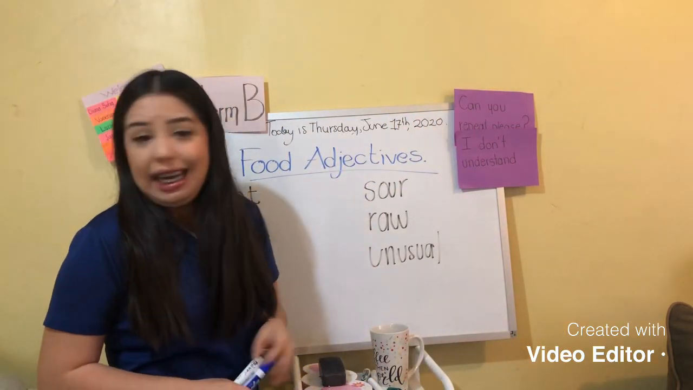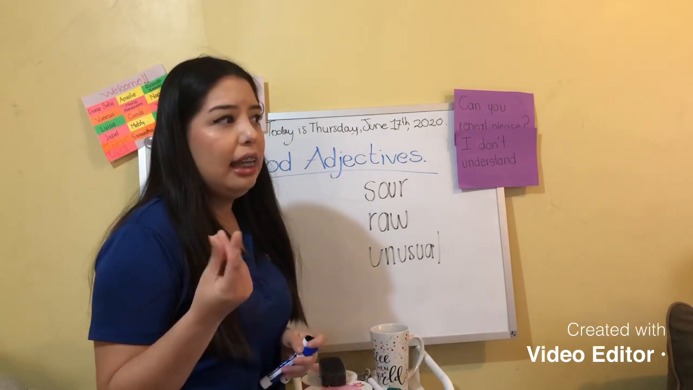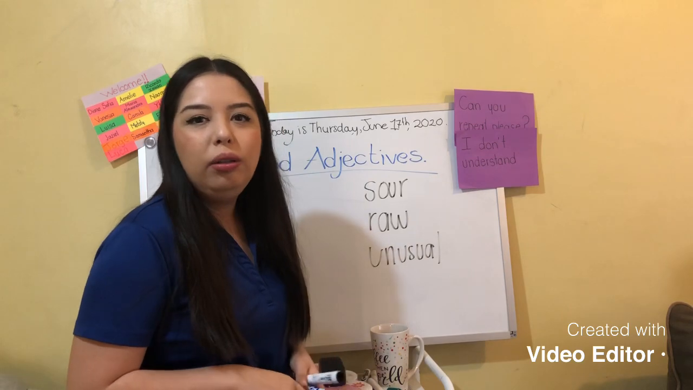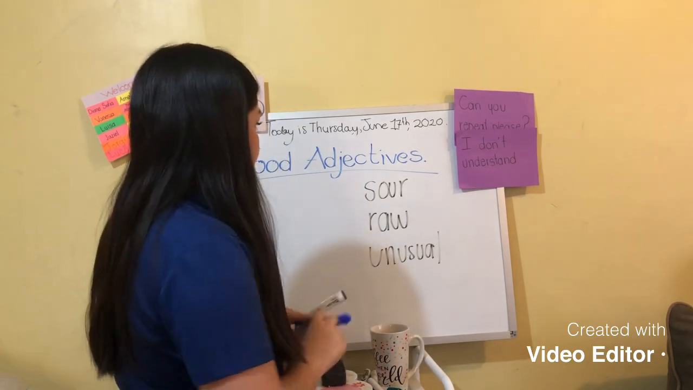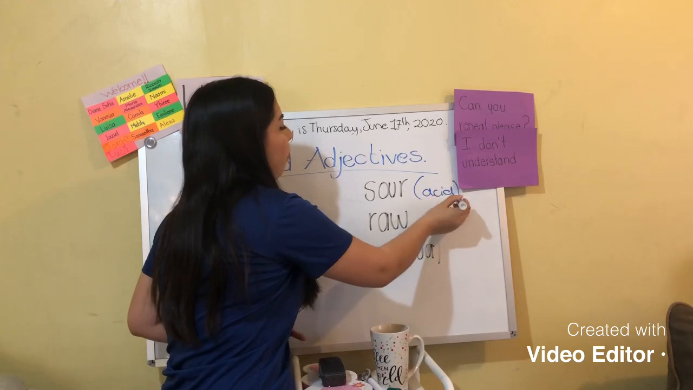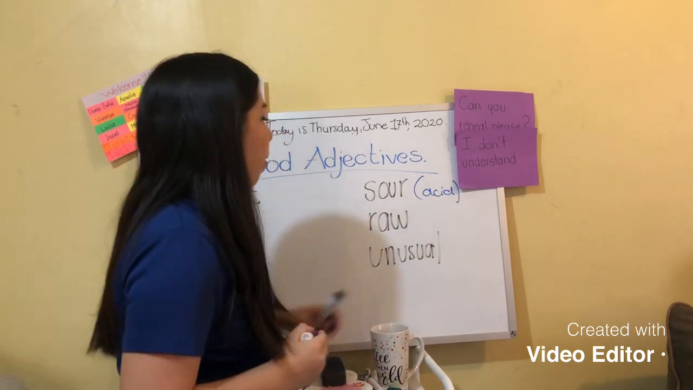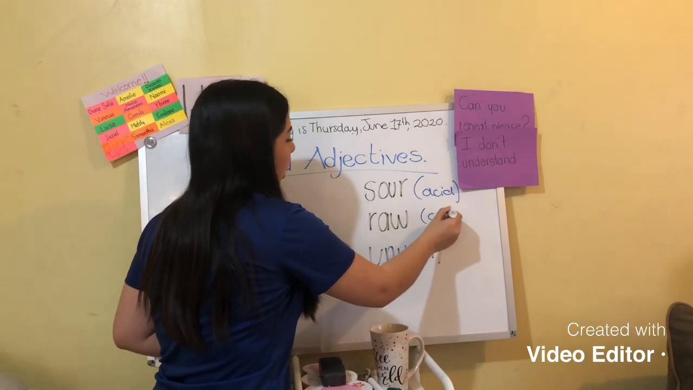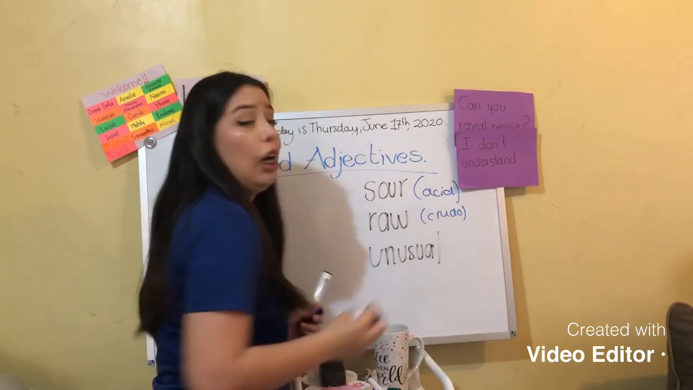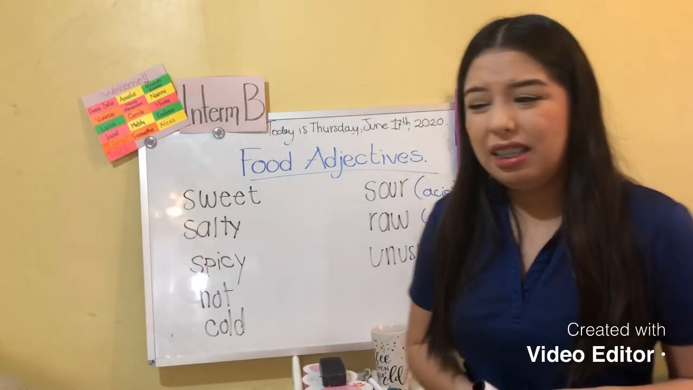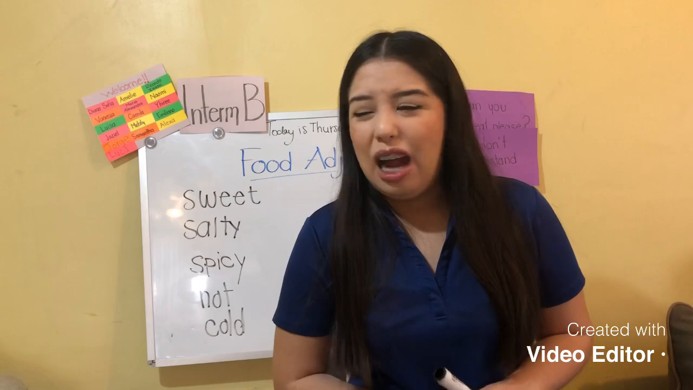Okay, so let's check the other adjectives right here. Sour. This is when the food is like acid, like lemon, all that. It's like acid, like, oh my god. And raw, this one is when the food isn't cooked. When the food is not okay, cuando la comida está cruda and it's like, oh, it's raw, no, I don't like it.